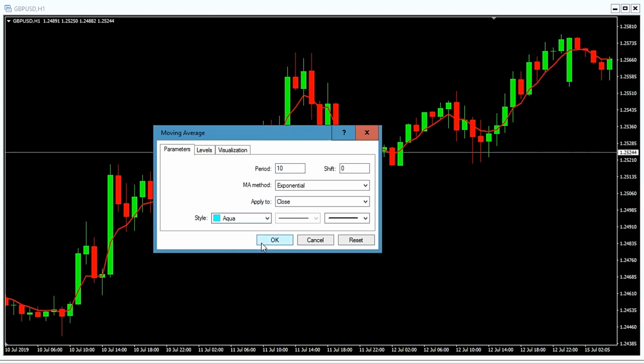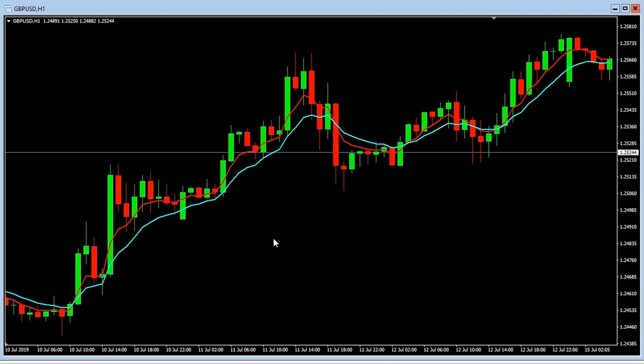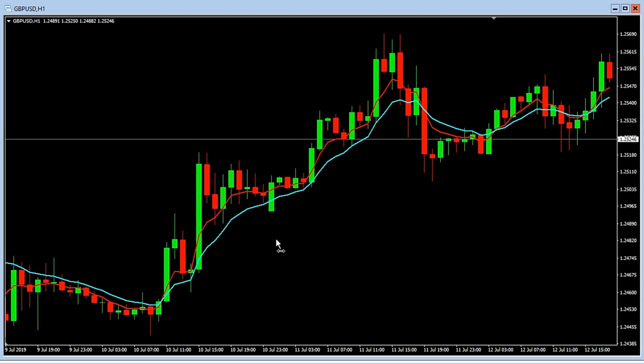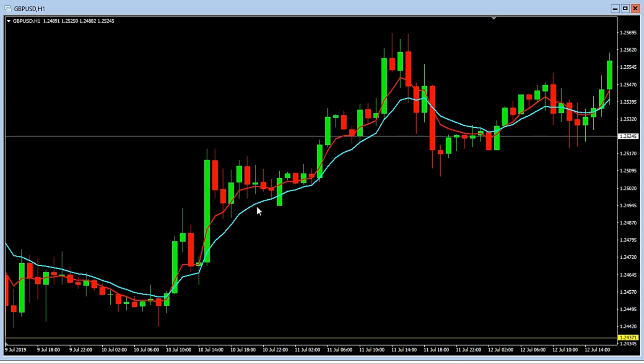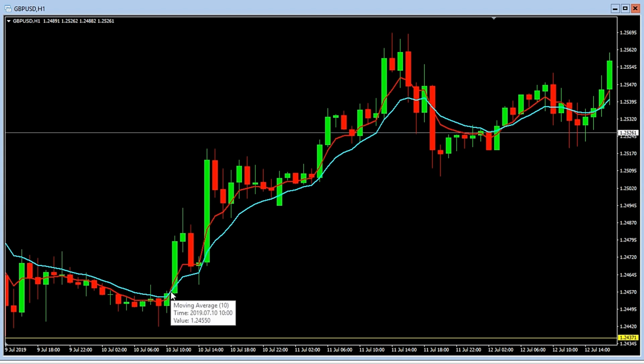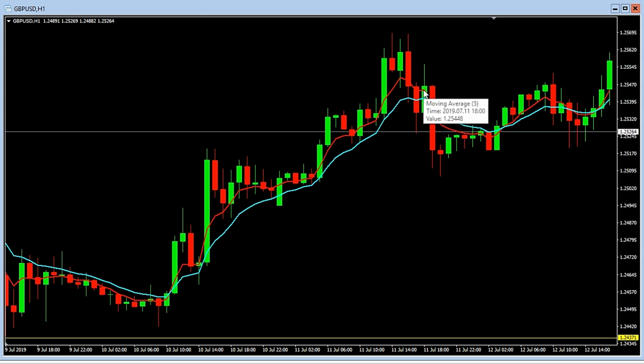Here it is. Okay, now how are we going to trade? When you get the red line going above the blue line, that's giving you a signal to go long. And when you get the red line going below the blue, you're getting a sell signal.